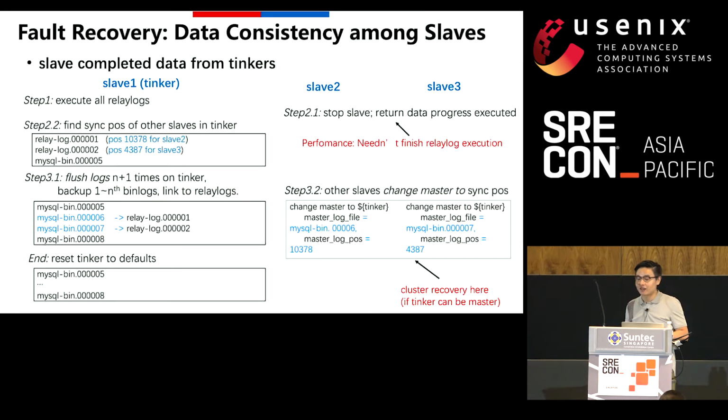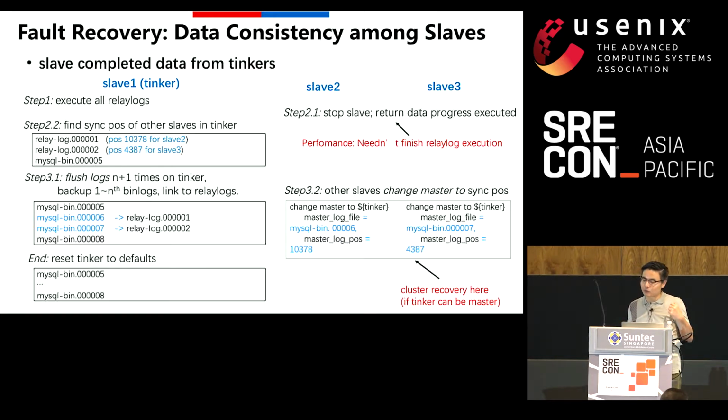After finding the tinker node, how do other slaves fulfill the data? For example, here we assume 3 slaves, slave 1, 2, 3, and the tinker we already chose is slave 1. Step 1, the leader will wait for the tinker to execute all logs to make sure that it has all of the data. Then we ask other slaves to stop playback and return the data events executed. Here we avoid waiting for all slaves to play back. Just the tinker's playback is okay.